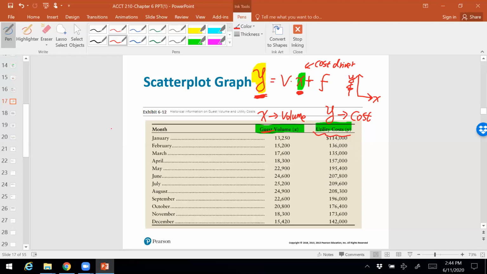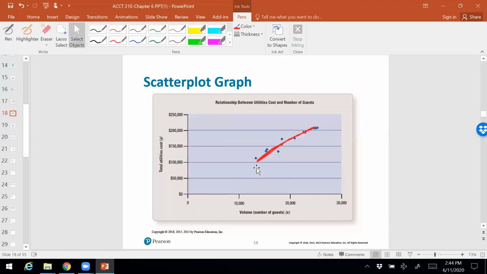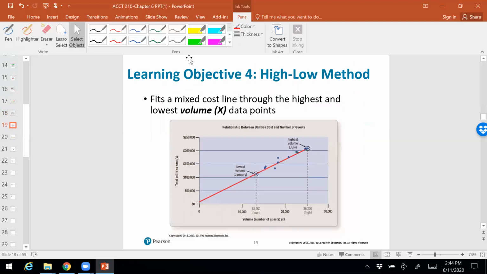The miles you drive, the guests that go to our hotel, those things will be our X, our cost driver. So based on our last year, we found out that January, X is 13,250, then Y will be 114,000. Then if you have that, you just draw a dot, right? I didn't check, but I just assume this is January, February, March. So you draw these 12 dots, you will observe this trend. So that's what you will do for the scatter plot graph.